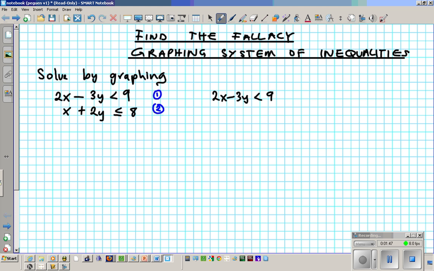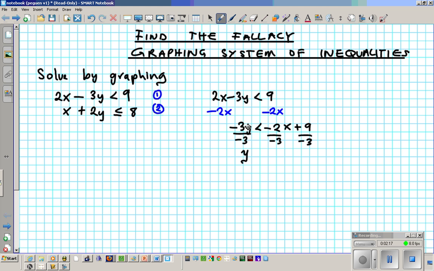I want to put this in slope-intercept form and then graph it. So I subtract 2x from both sides. That yields negative 3y is less than negative 2x plus 9. And then divide everything by negative 3, so I can get y by itself.